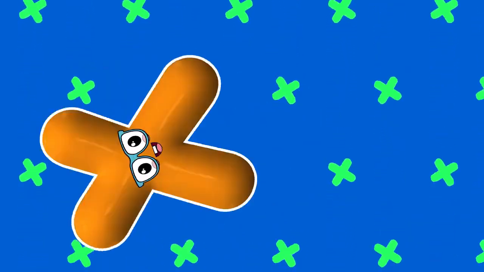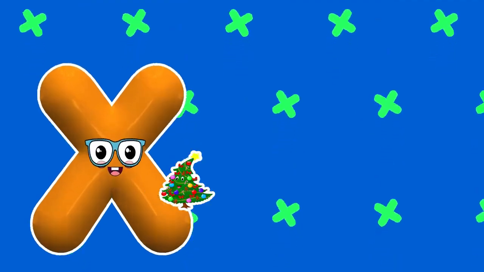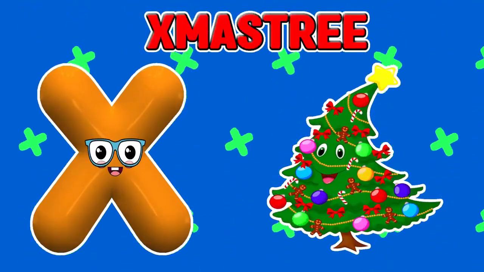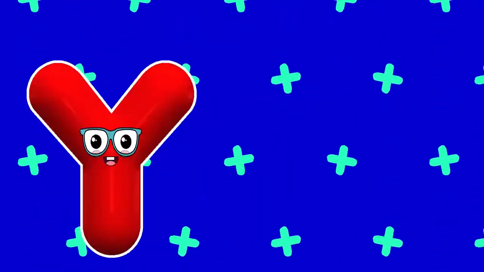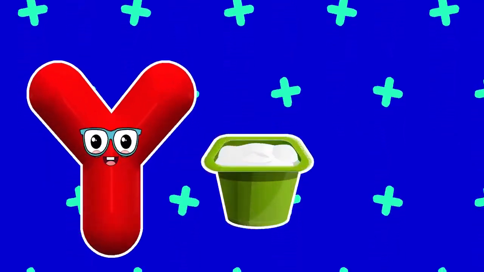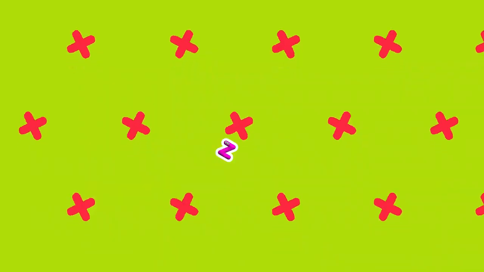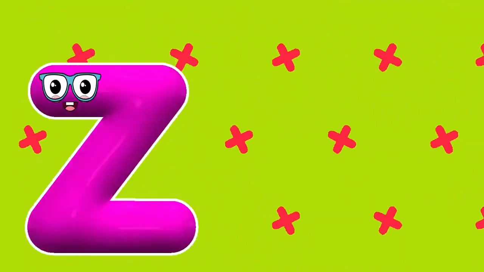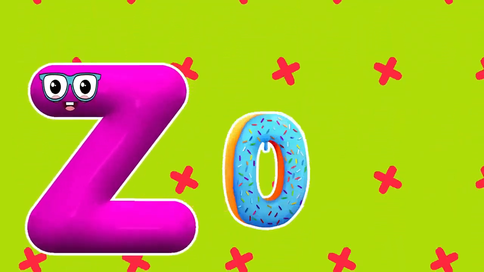X is for Zamstri. Y is for yogurt. Z is for zero.